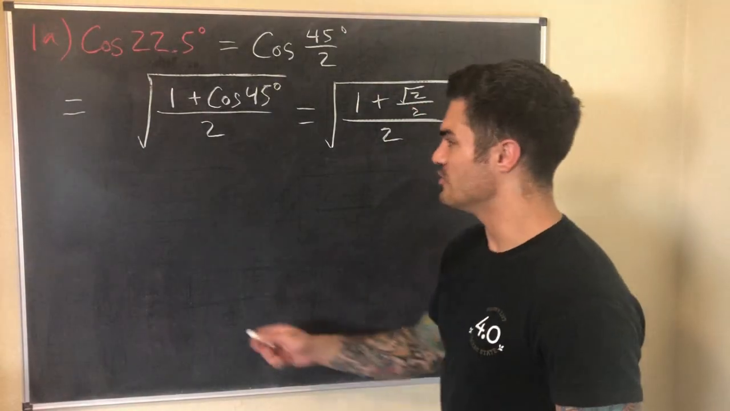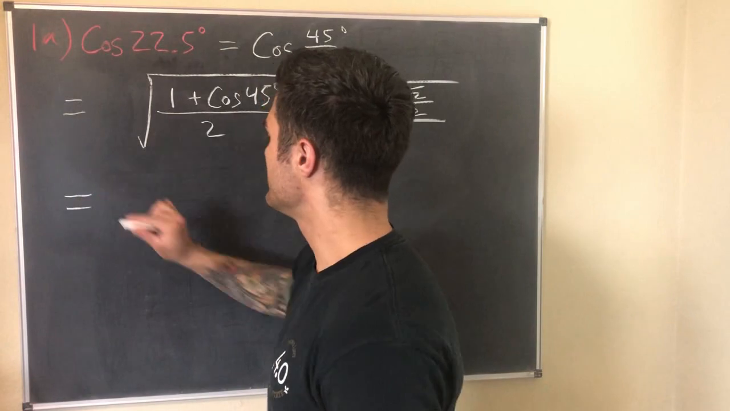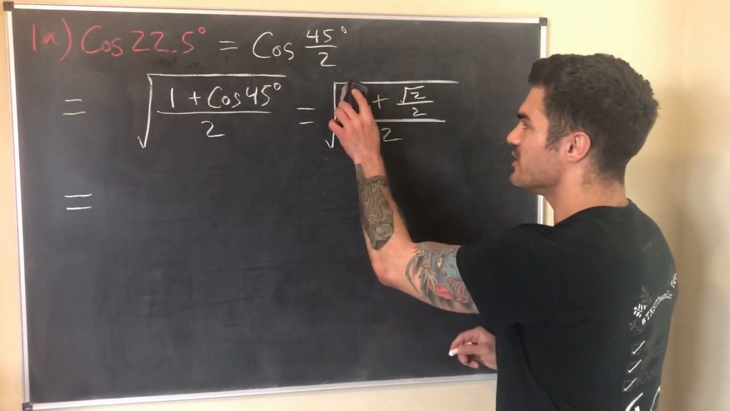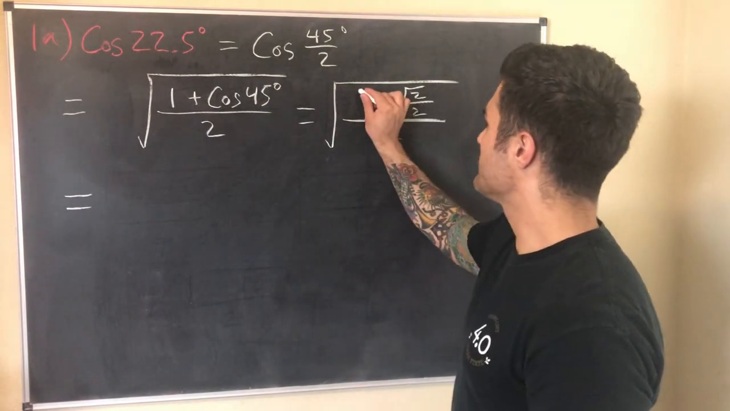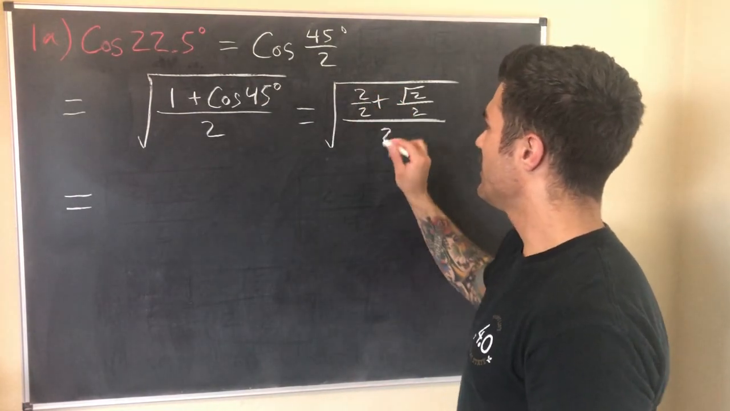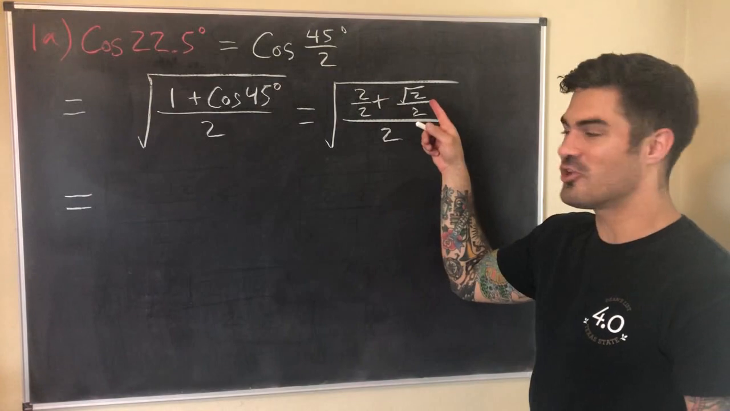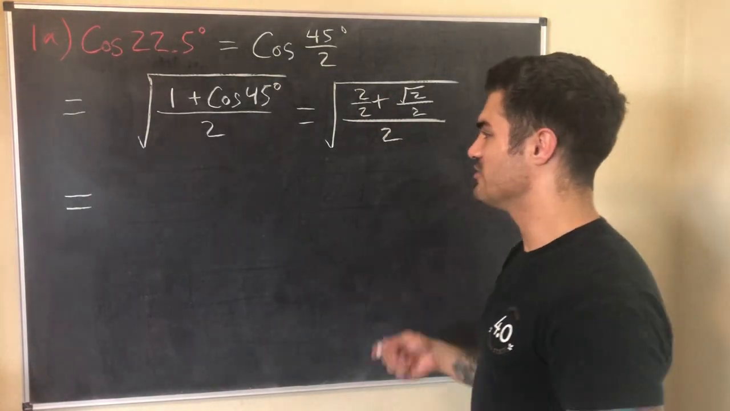So first thing I'm going to do, let's see, I'm going to rewrite this 1 as 2 over 2. And the reason I'm going to do that is because that will give us a common denominator. And now I can combine this by just adding across and keeping the denominator the same, right?